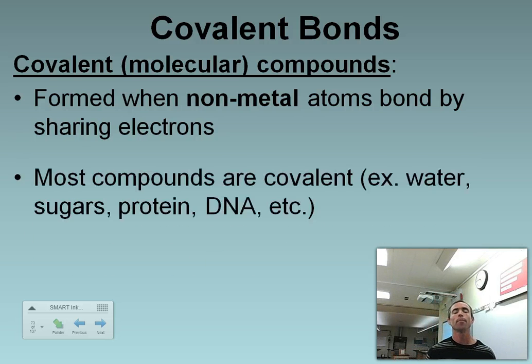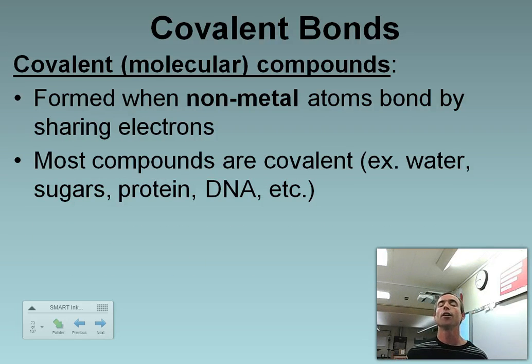Okay, most of the compounds that you're familiar with are covalent compounds. For example, water, which is H2O, and carbon dioxide, CO2, are covalent compounds. And actually, most of the compounds in nature are covalent. That would include things like DNA and protein as well.